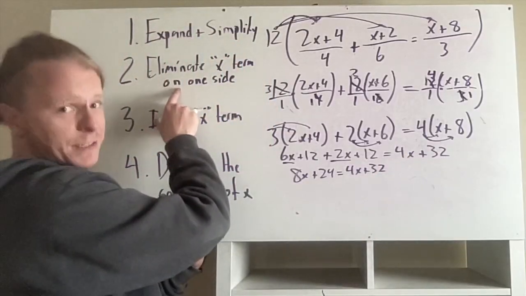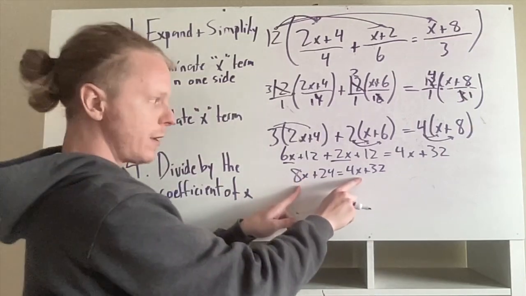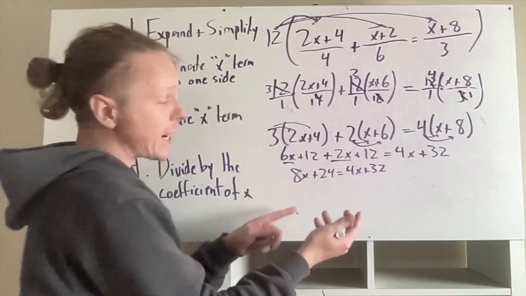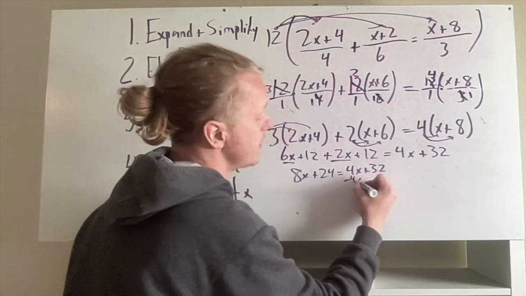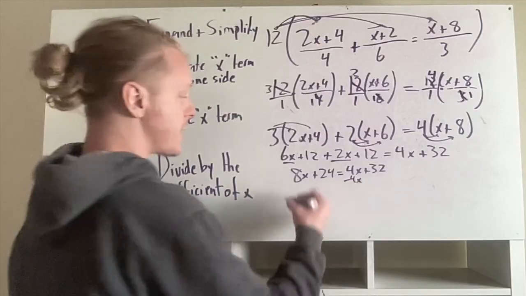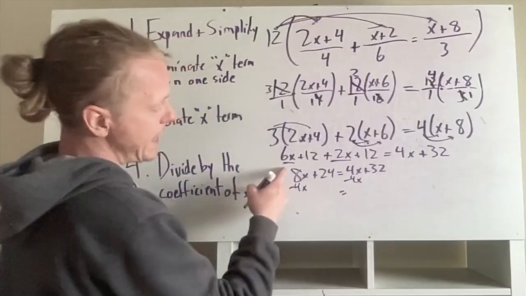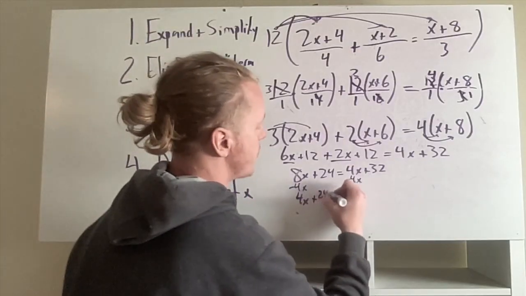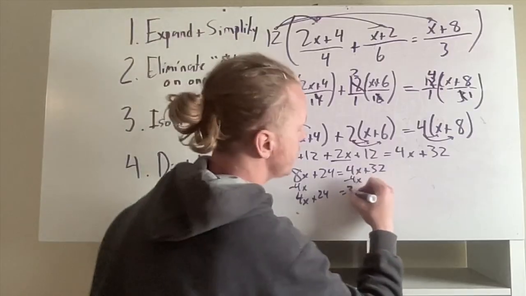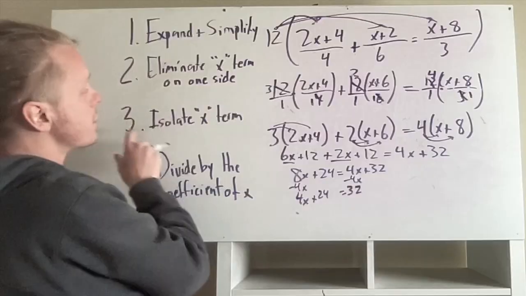Step 2, do we have x terms on both sides? Yes, so we need to eliminate one of them. We should always choose, like I recommended, the one with the smaller coefficient. So let's get rid of 4x by doing minus 4x, minus 4x. 8x minus 4x is 4x plus 24 is equal to 32. Okay, that was step 2. Let's go to step 3.